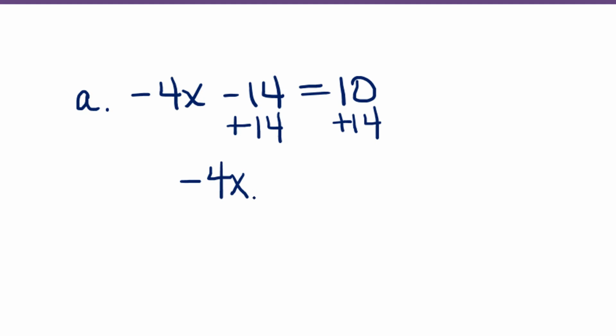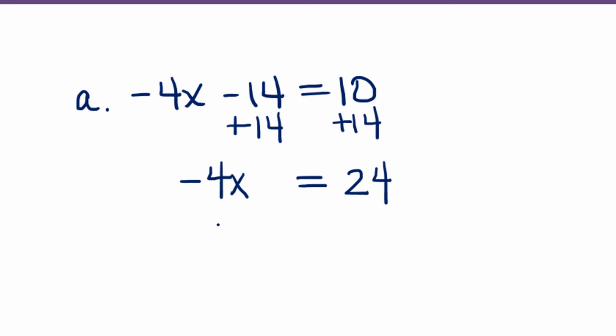We could write negative 4x plus 0, but it's not necessary since adding 0 to a number doesn't change it. So we just write negative 4x, and then on the right we have 10 plus 14 is 24. This is a new equation which is still true, it's still balanced. Next, we want to move the negative 4.